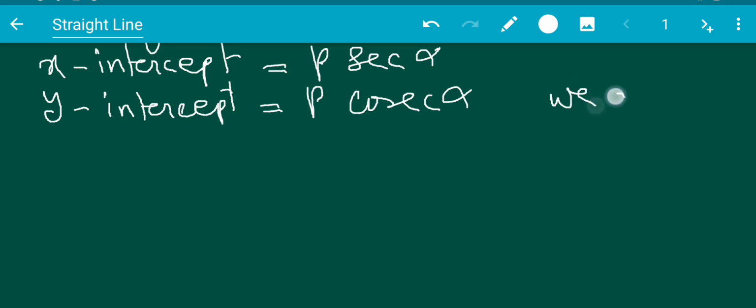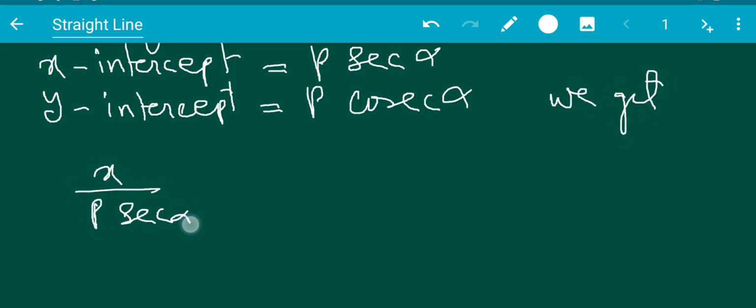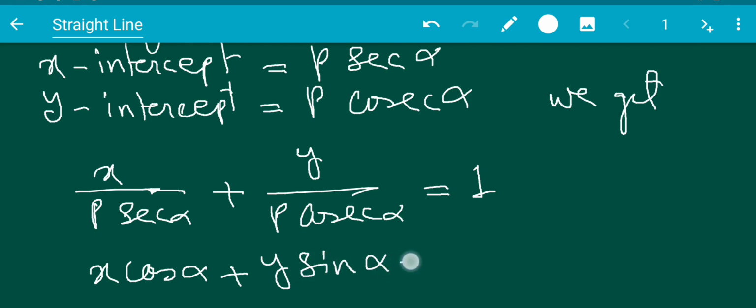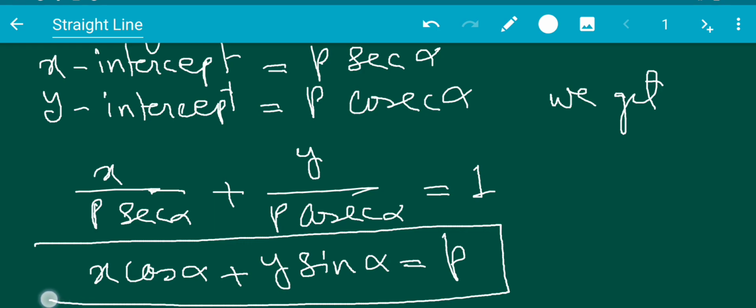We get x by p sec alpha plus y by p cosec alpha equal to 1, or x cos alpha plus y sin alpha equal to p. So this is the equation of the line in normal form. Okay, I hope you understood how to form the equation in normal form.